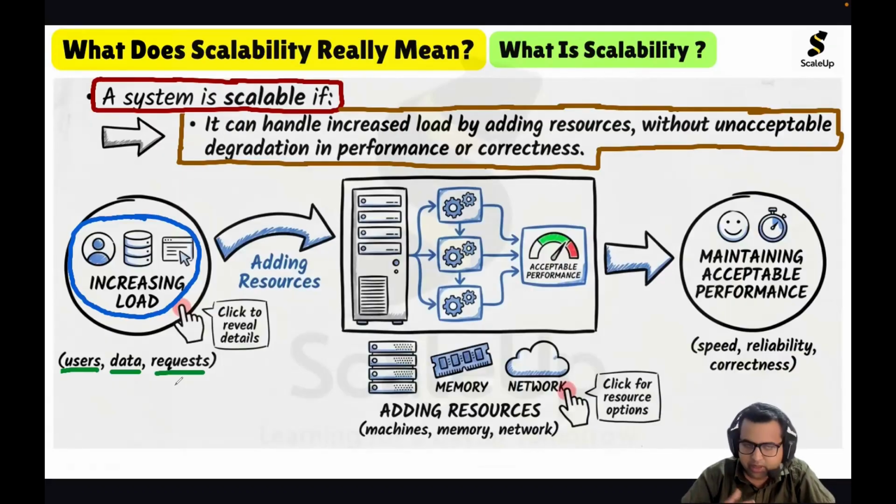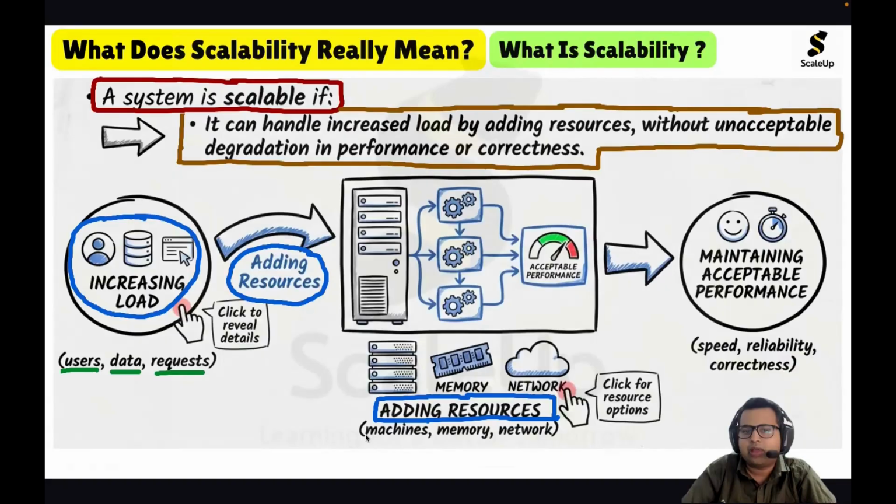So when the load increases, we handle it by adding resources. Adding resources is the second very important component in this definition of scalability. When I talk about adding resources, I'm talking about adding more compute, more memory, and more network bandwidth. Increasing load, adding more resources, and the system maintains acceptable performance. This is the third component in the definition: maintaining acceptable performance. Maintaining acceptable performance means maintaining the speed, the reliability, and the correctness.